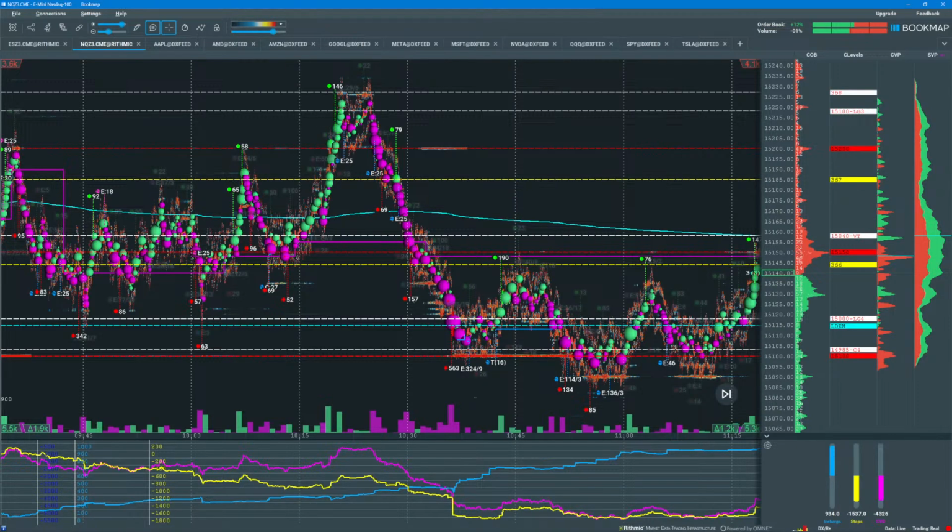So you can see the clear shift in order flow here at the second test of the 15,100 level. Aggressive buyers start to come in, shown by the green volume dots. So aggressive buyers on the way up. And then the clear shift in order flow from green volume dots, aggressive buyers, to magenta volume dots, aggressive sellers. Let's see what options traders were doing.